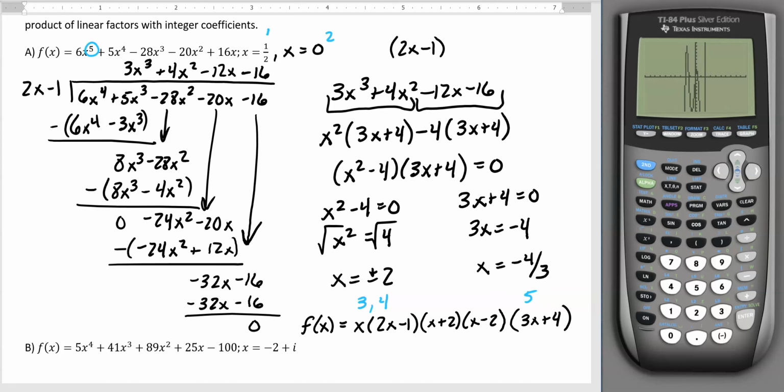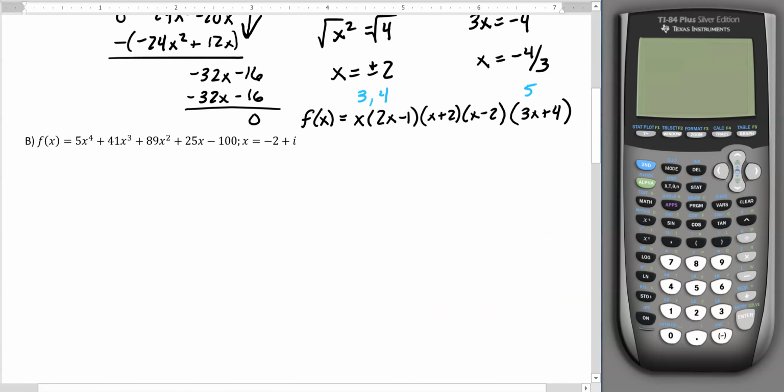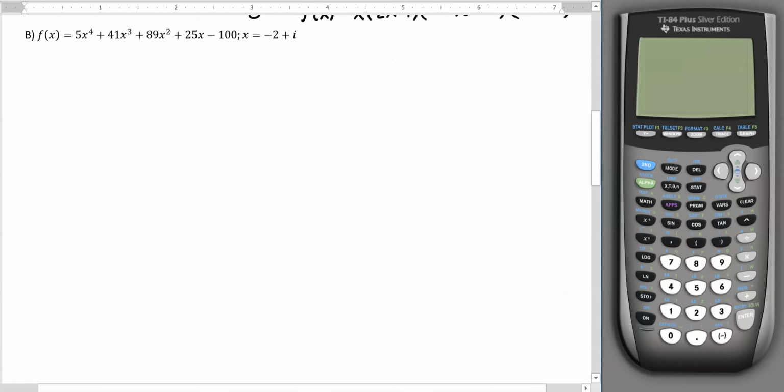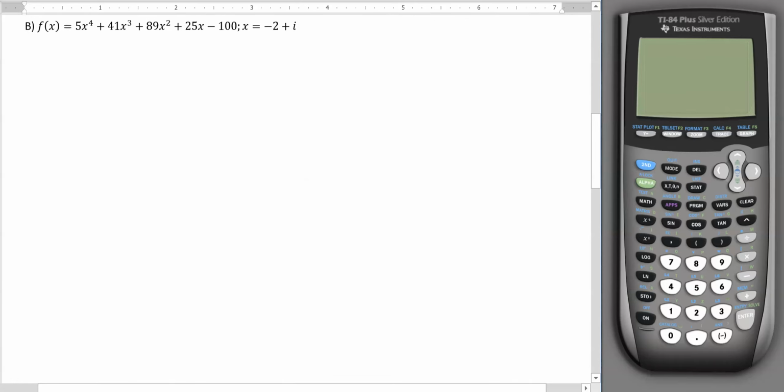So cool. All right, let's look at letter B here. 5x to the fourth plus 41x to the third plus 89. They tell me x equals negative 2 plus i.